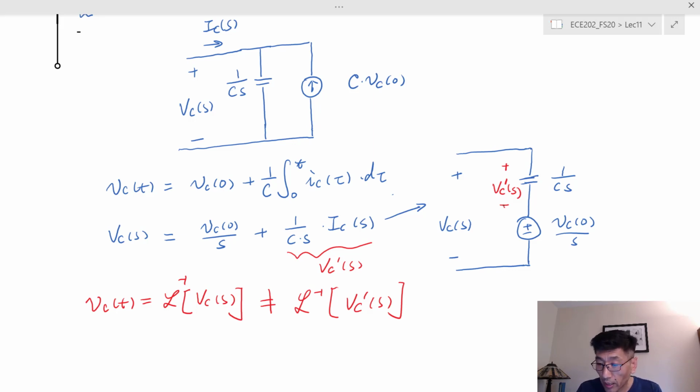Okay, that's for the element constraint of the capacitance. I'll see you in a moment for the concepts of impedance and admittance.